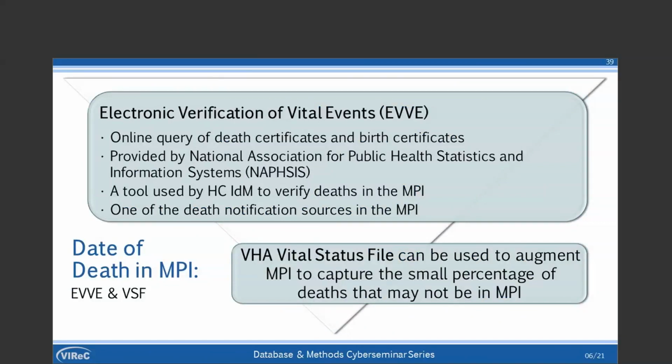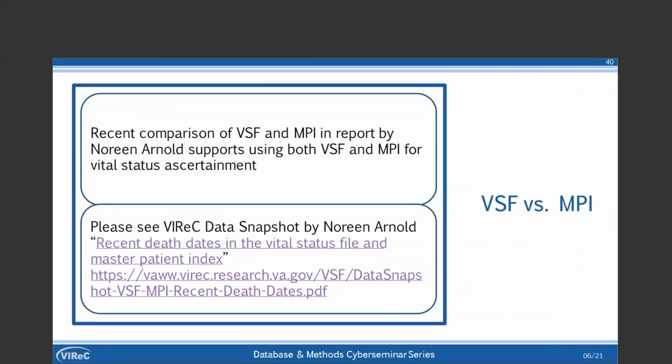And here the conclusion is the VHA Vital Status File can be used to augment the MPI to capture the small percentage of deaths that may not be in MPI. And for more information on this, I refer you to Noreen Arnold's excellent recent report from last January comparing the VSF and the MPI.